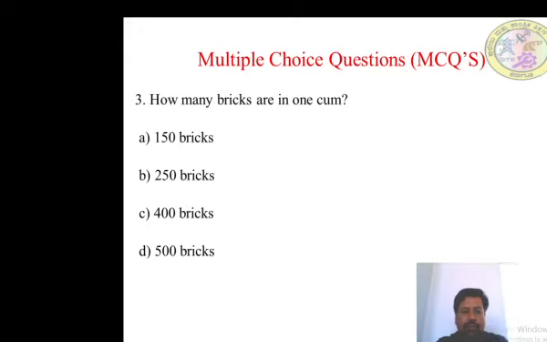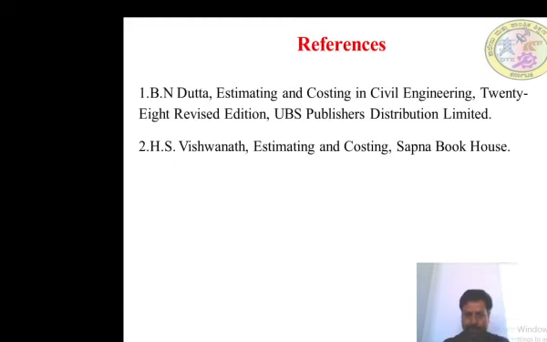How many bricks are in 1 cubic meter? The options are 150 bricks, 250 bricks, 400 bricks, and 500 bricks. We calculated earlier that brickwork for 10 cubic meter is 5000 bricks. So 1 cubic meter is 500 bricks.